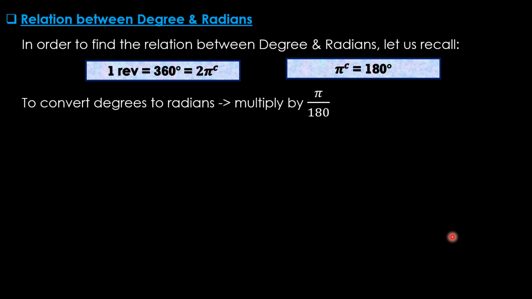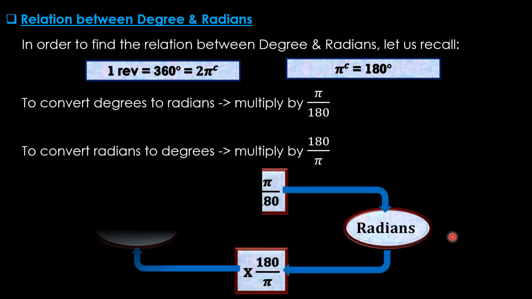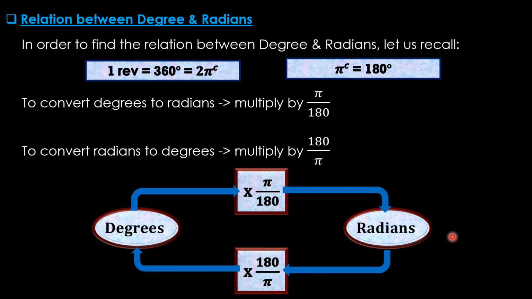To convert degrees to radians, multiply by pi over 180, and to convert radians to degrees, multiply by 180 over pi. So this is the symbolic representation. Whenever we are converting degrees to radians, we have to multiply by pi over 180, whereas from radians to degrees we need to multiply radians by 180 over pi to find degrees.